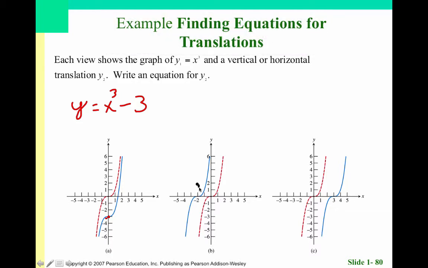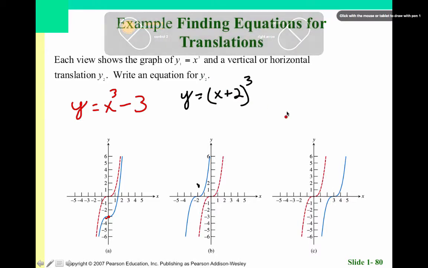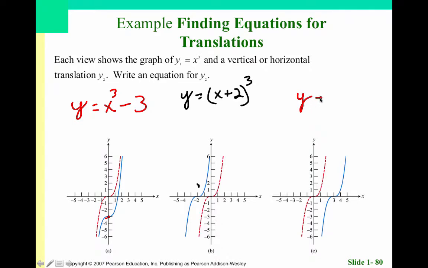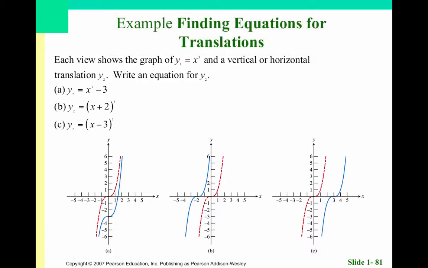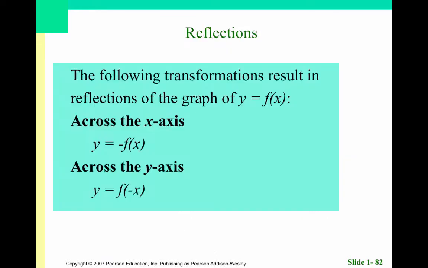Next one, it appears to have moved 2 to the left. That means I'm going to have to do it inside the parentheses, and it's an opposite idea. So I need x plus 2 cubed in parentheses. Next one appears to have gone 3 units to the right. Again, to the right, opposite idea. I need it in parentheses, and I need it minus in there. Should be good right there. Hey, look at that. We got them right. Give yourself a pat on the back.